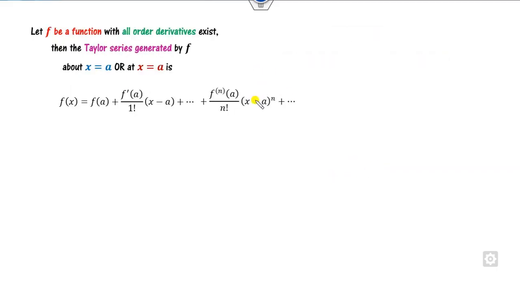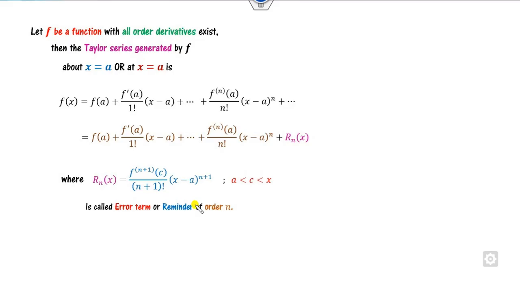So this is the Taylor series. If you have a function f whose derivatives all exist about the point a, then we can define this infinite series. If you write it in terms of the polynomial, apart from the n terms, we call the rest Rn. Rn is called the remainder of order n, or the error term, which we can define using the n plus 1 term.